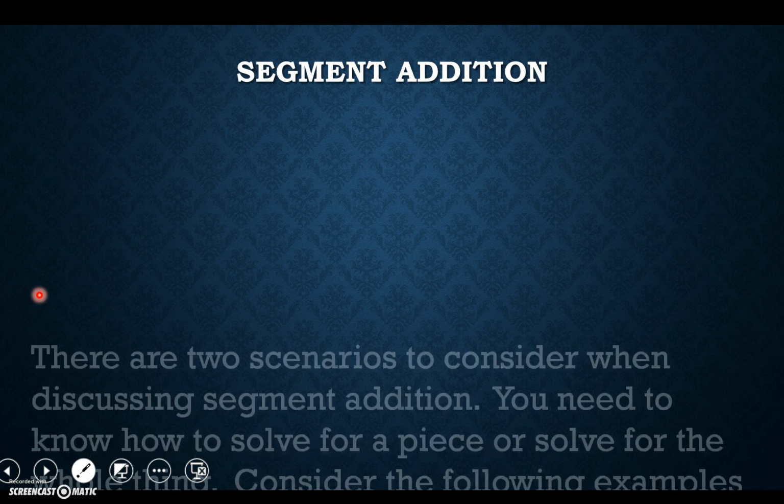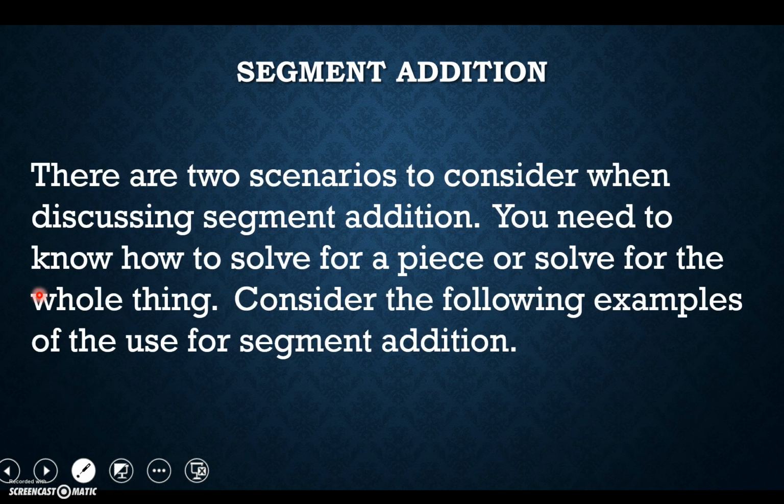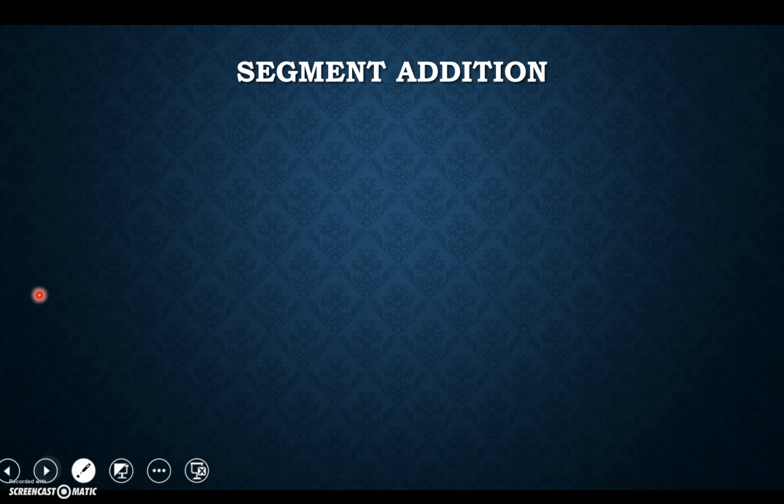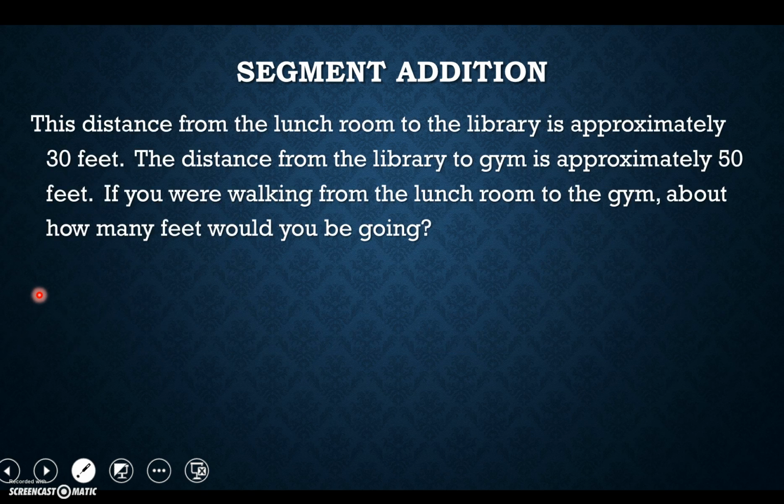We can take our values here and we can add them together. There are two scenarios to consider when discussing segment addition. You need to know how to solve for a piece or solve for the whole thing. So let's look at the following examples. Our first one, visualize Oldham County High School. The distance from the lunchroom to the library is approximately 30 feet. The distance from the library to the gym is approximately 50 feet. If you were walking from the lunchroom to the gym, about how many feet would you be going?